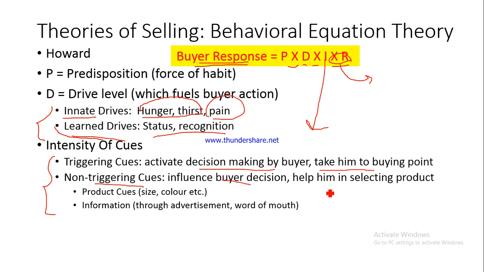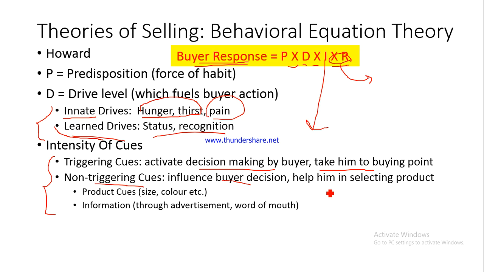So let us talk about the triggering cues. For example, you see a particular picture while you are very tired after the classes. You see a hoarding on the roadside, and there you see a nicely packaged burger. Now this can be a triggering cue, because it triggers decision making in you, and you feel like, okay, I need to have something. I'm feeling a little tired and a little hungry. I need to have something. So that is a triggering cue.